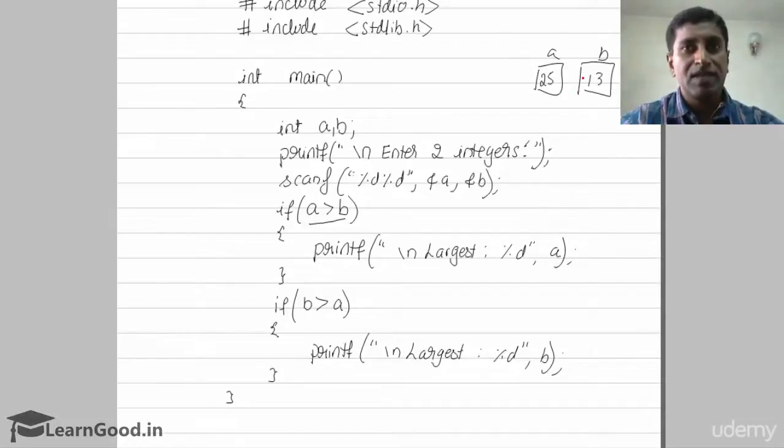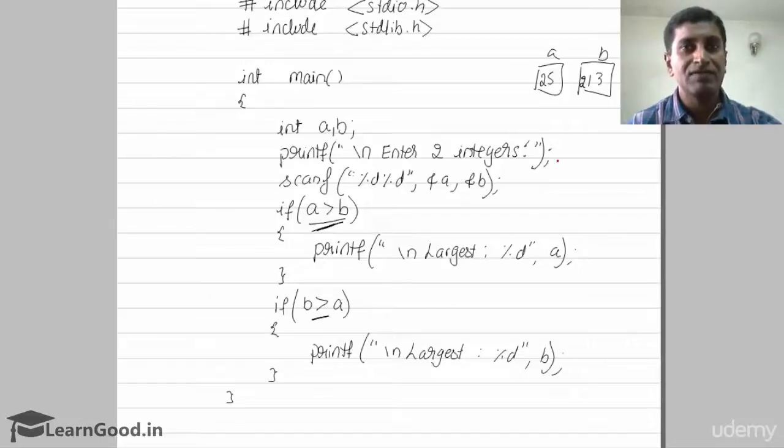Same thing, assume that you have given a value of 25 and b value of 213. So 25 is greater than 213, this condition is false. It comes to this one more if, and checks whether 213 is greater than 25. This condition is true. So it will execute largest is equal to b, the b value is 213.